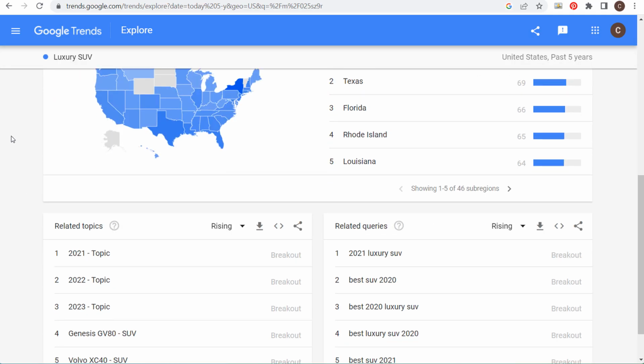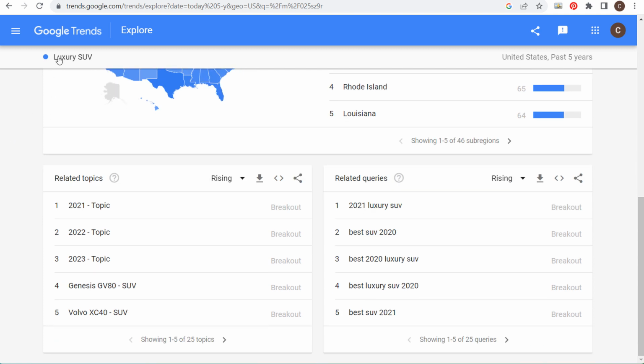Again, there's interest by subregion. I'll go through that later. Now, what you're going to see is luxury SUV, and you're going to see years here. So a lot of times those years are different topics, but they relate to some of the different luxury SUVs that were released during those years. So the 2021 Volvo luxury SUV, whatever it may be. You can click on any of these topics and it's going to open up the Google Trends page for that topic. But what's really useful is they're giving us 25 different rising topics.